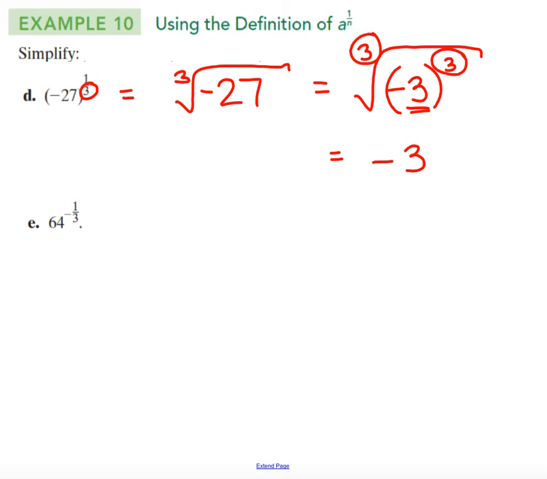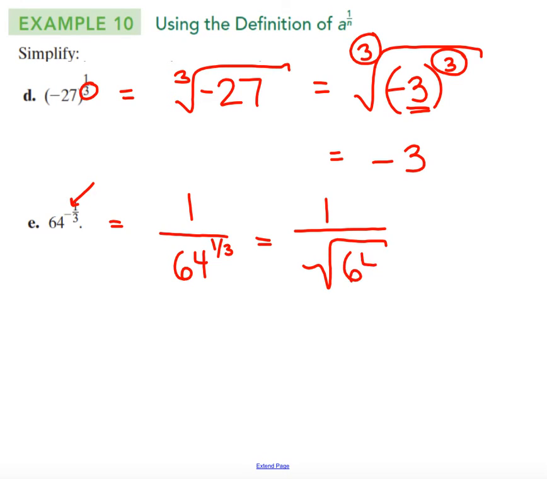All right, 64 raised to the -1/3 power. Uh-oh, it has a negative power, so we have to flip it. It's going to be 1 over 64 raised to the +1/3 power. Now we have a positive fractional exponent, so we leave that 1 alone. We're going to go ahead and simplify this. 64 cube root. Now we think about how we can simplify 64. 64 can be written as 4 times 4 times 4, or 4 cubed.